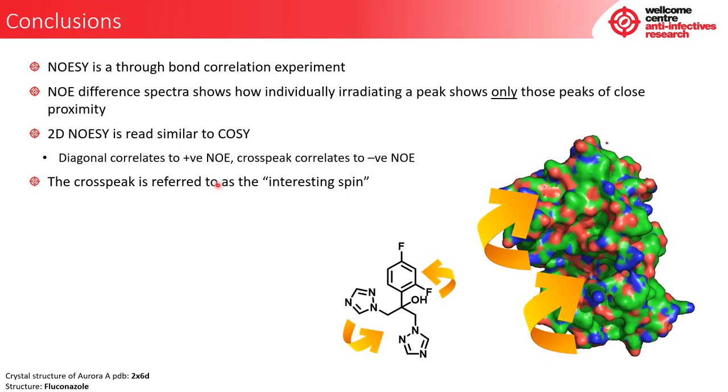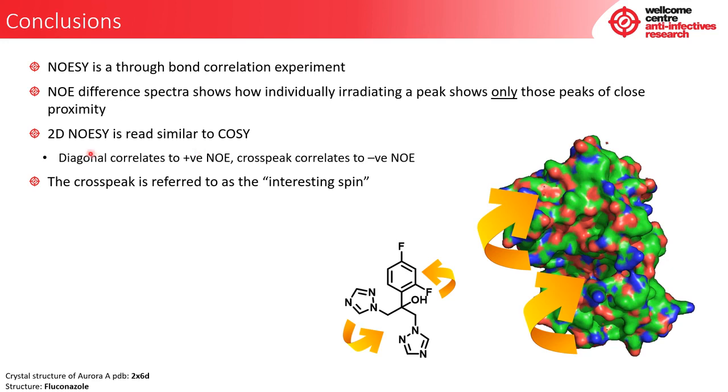This was a very quick introduction to through-space correlation spectroscopy. There are other experiments that are available to you, such as the ROESY and TOCSY experiments, but these have not been mentioned here. What should be noted is that the ROESY experiment, for instance, differs from the NOESY in that it can read further into the molecule, so it can extend that bit further than the NOESY. The NOE difference spectra shows how individually irradiating a peak shows only peaks that are in close proximity to that source spin, so the interesting spin, if you will.